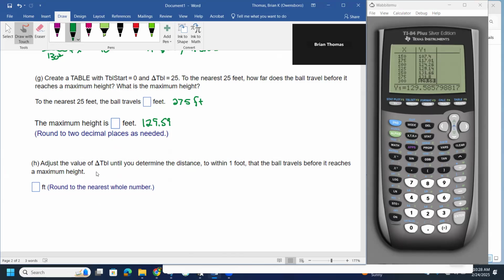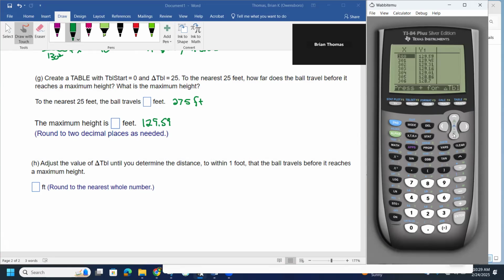Now H says change the table to determine the distance to within 1 foot the ball travels before it reaches its maximum height. So they want us to change our table to the nearest 1 foot. Now, notice how our maximum height is around this 300 area. So let me start my table at 300, and then let's change the table to ones. Now, if I go back to the table, let's see where we get here.